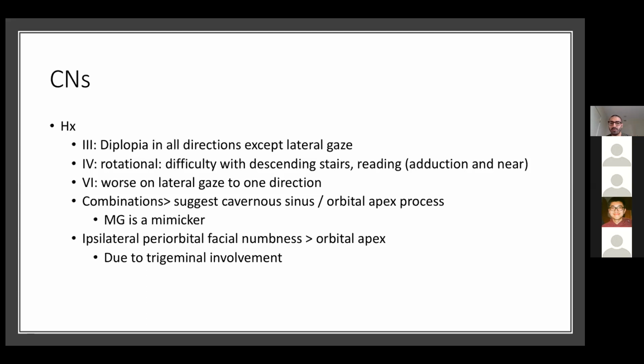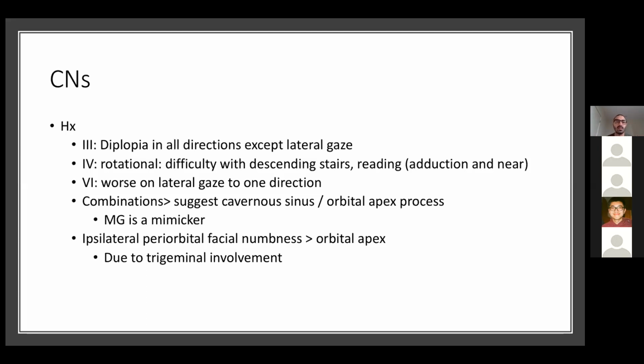If we see a combination of extraocular movement involvement that suggests more than one nerve, we have to think about areas where those nerves run together: the orbital apex, cavernous sinus, or the brainstem. But if it's involving the brainstem, usually we would see other findings such as weakness, so some other significant finding.